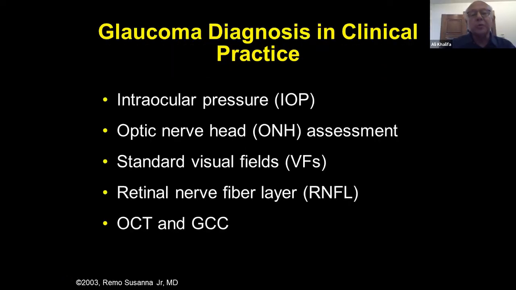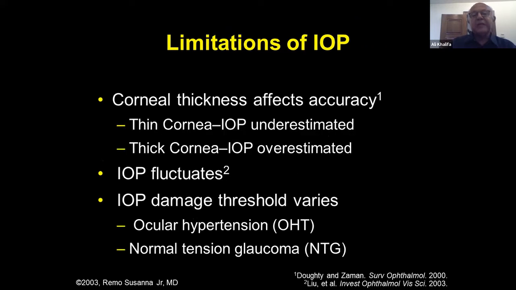As you all know, glaucoma diagnosis in clinical practice depends on the intraocular pressure, optic nerve head assessment, standard visual fields, retinal nerve fiber layer, and OCT and ganglion cell count. But there are limitations of the intraocular pressure. As we all know, corneal thickness affects accuracy. Thin cornea underestimates intraocular pressure, while thick corneas overestimate intraocular pressure. Also, intraocular pressure fluctuates. Our morning intraocular pressures are higher than the evening intraocular pressures.